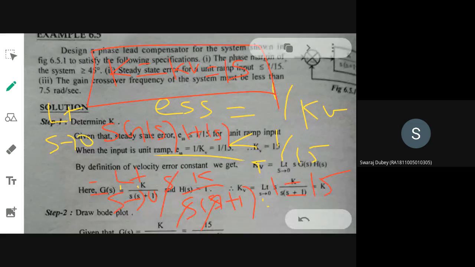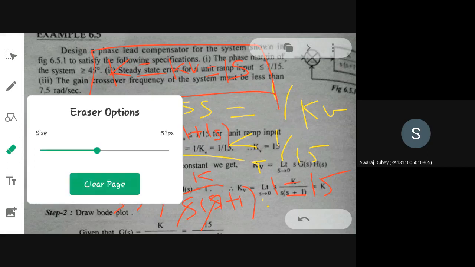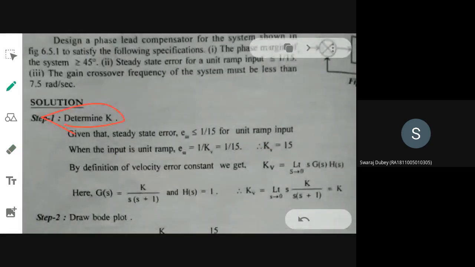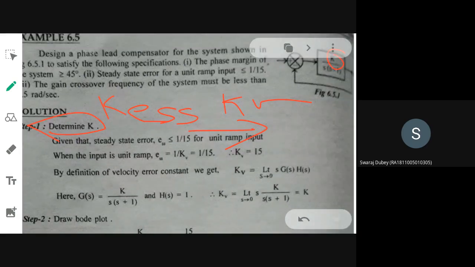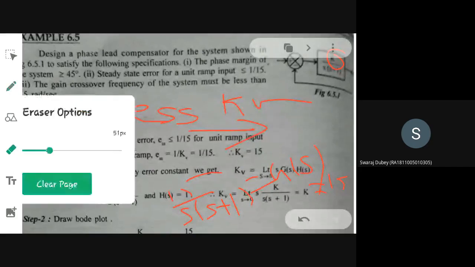So this should be your first step. What is your first step? As usual, it is common for both lead and lag. The first step is to calculate K. They would have given ESS and the nature of input. By relating these you find K, and you substitute that in the place of K here. So K is found to be 15, and you substitute it. So 15 divided by s into s plus 1 is your new G of s. The next step is again common between lead and lag.